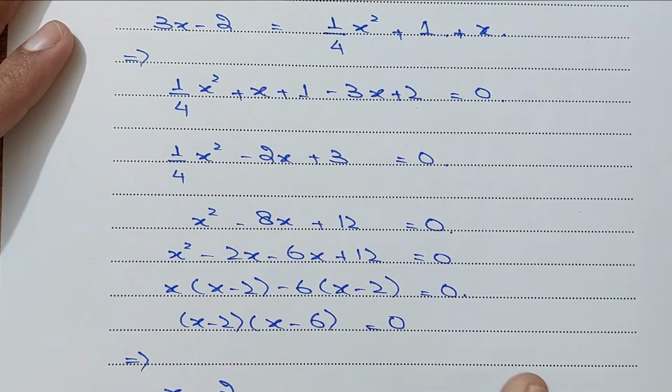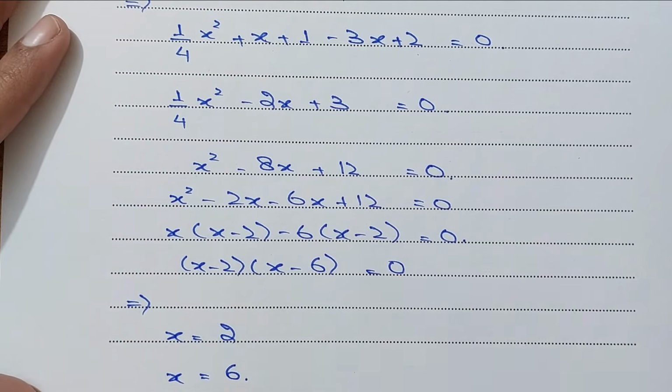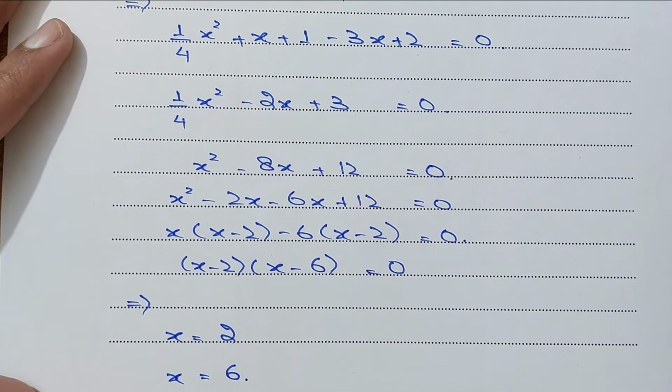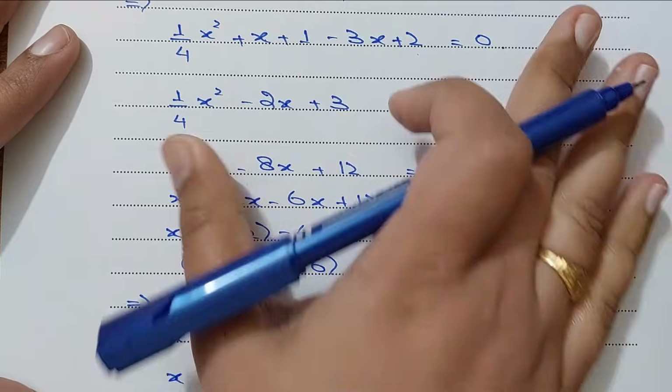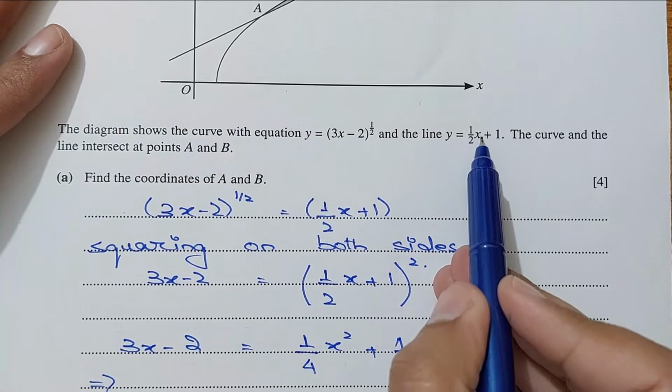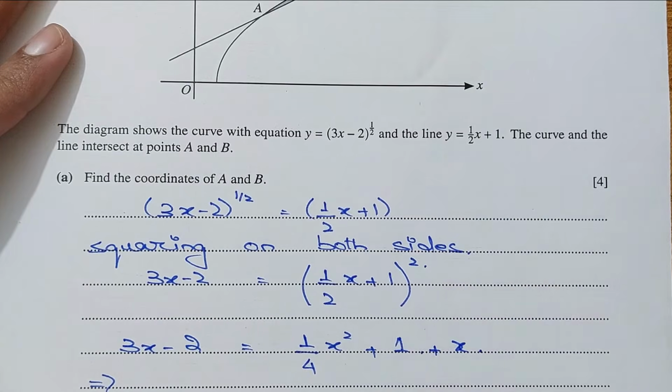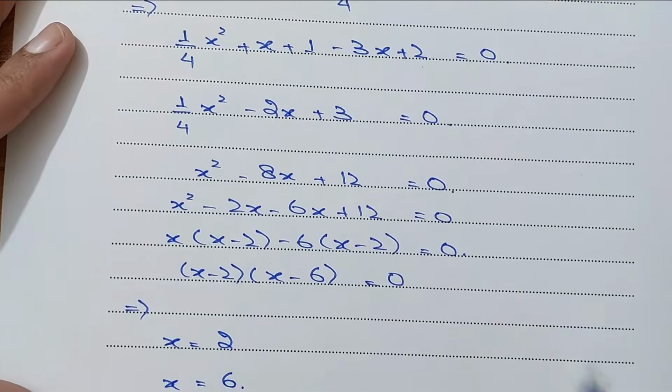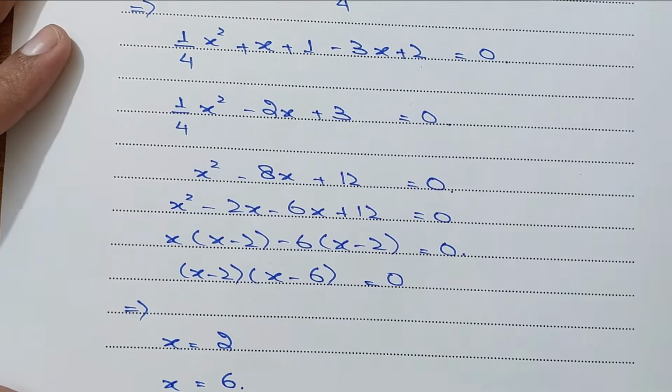So we have two valid x coordinates, 2 and 6. Now let me find the corresponding y coordinates. To get the corresponding y coordinate, let me substitute the x values 2 and 6 one by one into this line, half x plus 1, right? Okay, let me do this over here.